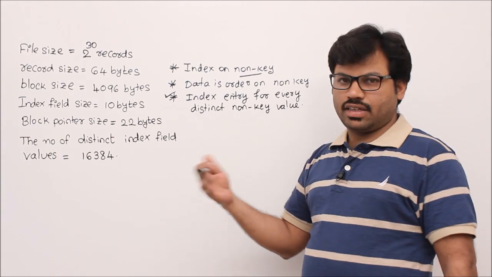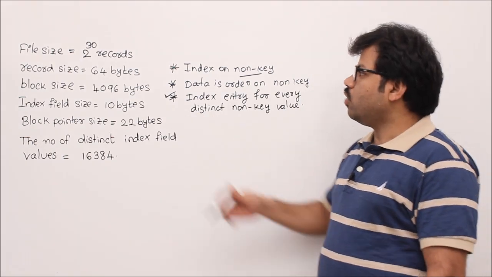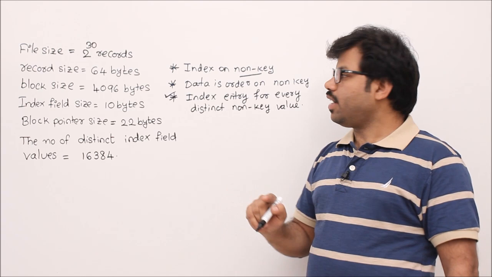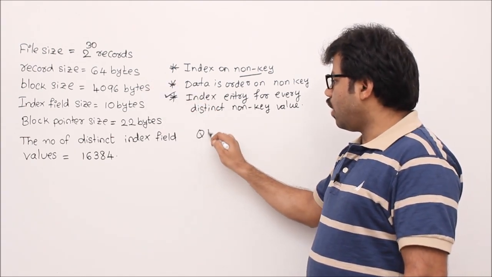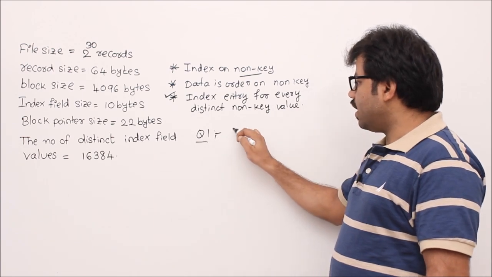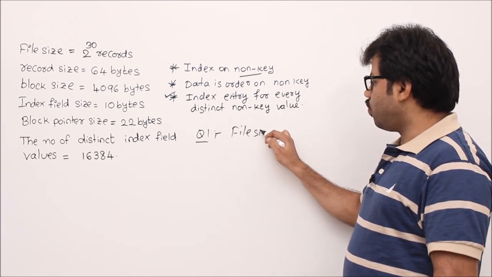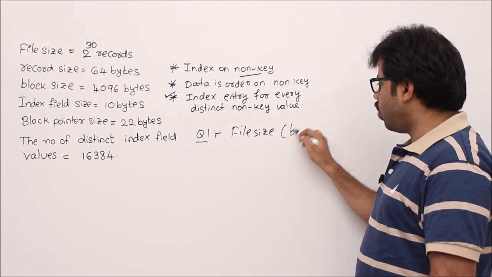With that we will see, so what is the answer? Your file size is 2 power 30 records, correct? Now record size is given. First of all, we focus on question number 1. I would like to know what is the file size in blocks, the file size with respect to number of blocks.